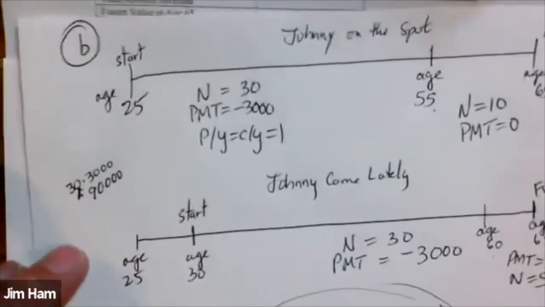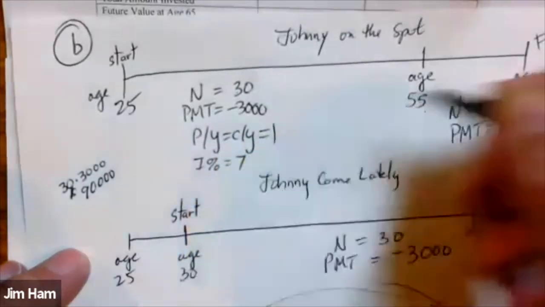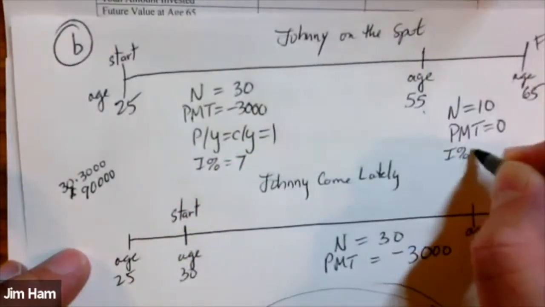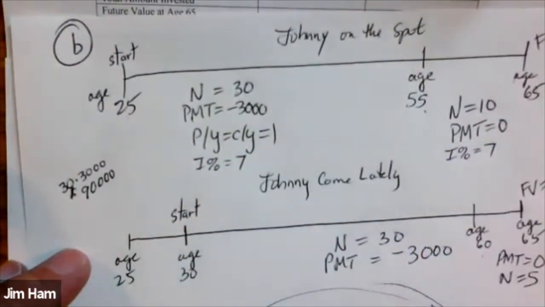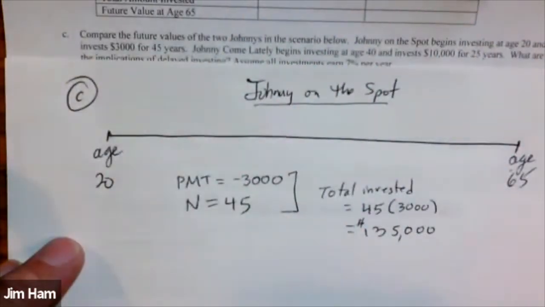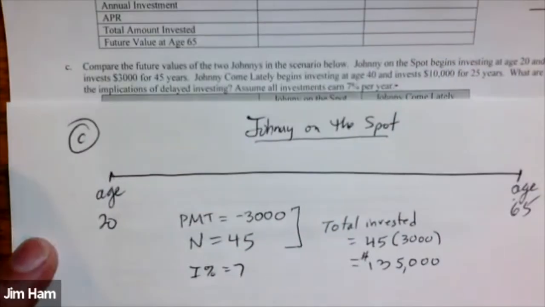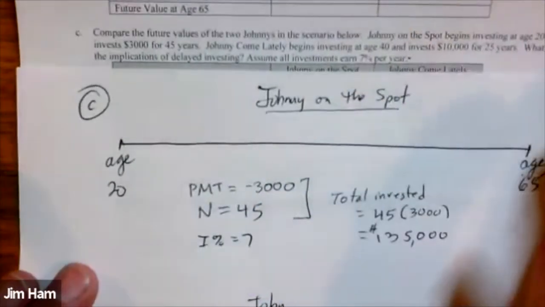By the way, I think in most of these problems, like part B, I'm just assuming that they're going to earn 7% consistently throughout the period. So that's the same thing we're assuming here, 7% per year. All right, Johnny come lately, let's read it and then I'll draw the diagram.